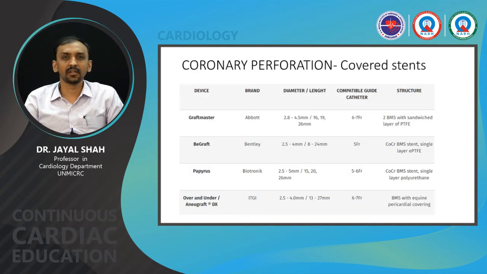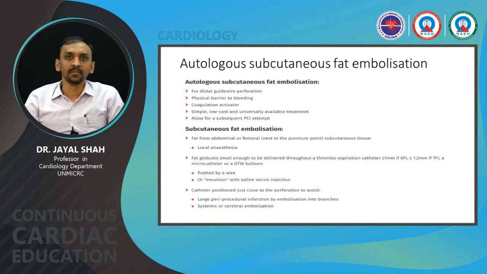So these are the different covered stents which are available widely in the market and are commonly used for coronary PCI. The most commonly used is the Graftmaster by Abbott, ranging in diameter from 2.8 to 4.5, and compatible with 6 and preferably 7 French, and it is very commonly used.